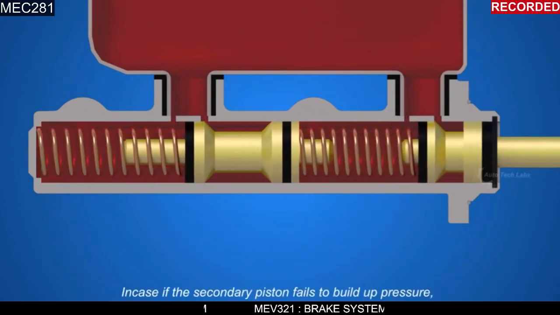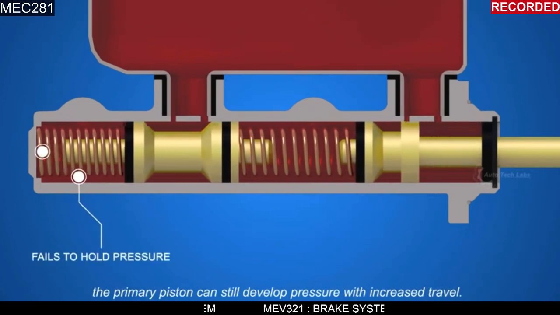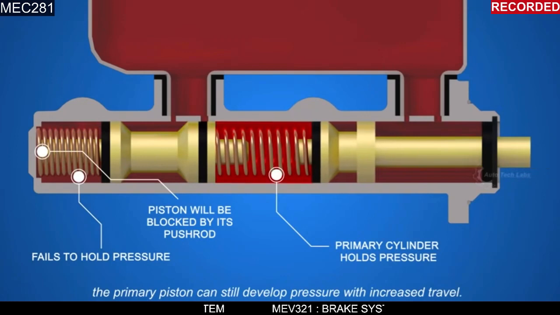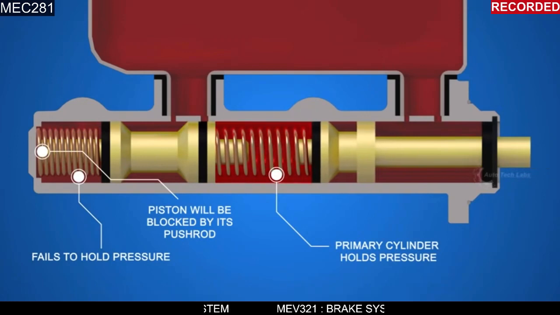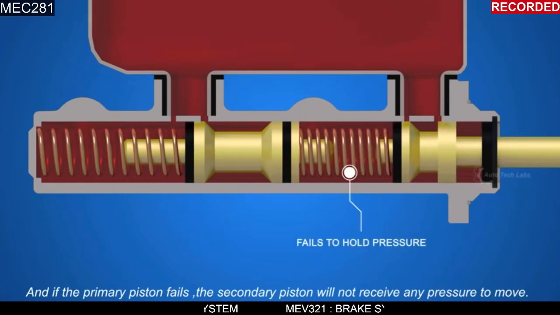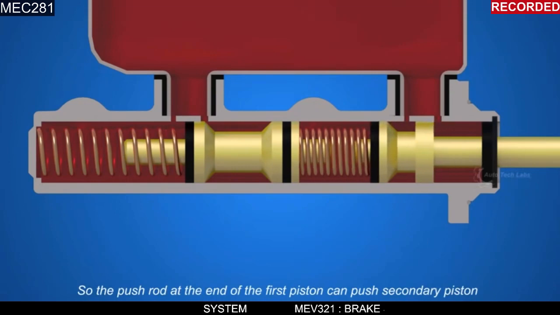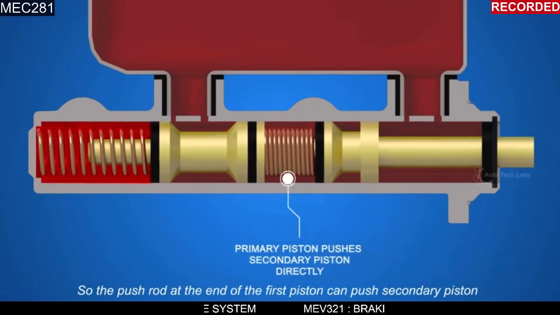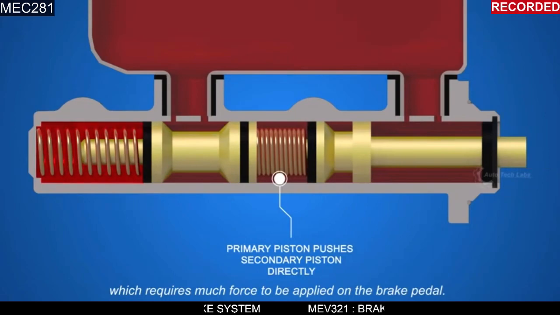In case the secondary piston fails to build up pressure, the primary piston can still develop pressure, with increased travel. And if the primary piston fails, the secondary piston will not receive any pressure to move. So the push rod at the end of the first piston can push the secondary piston, which requires much force to be applied on the brake pedal.